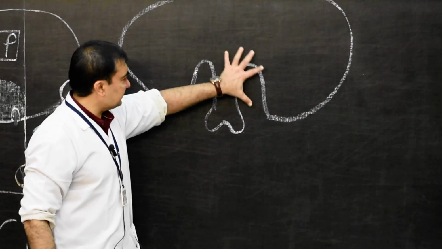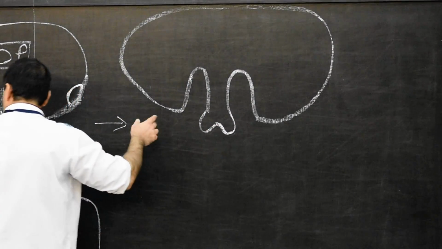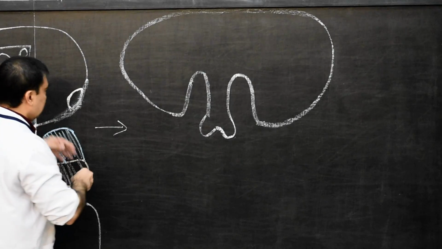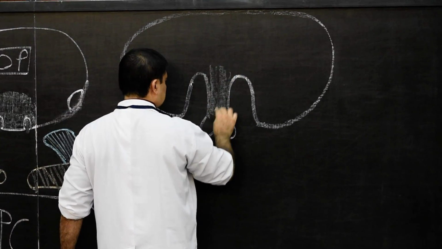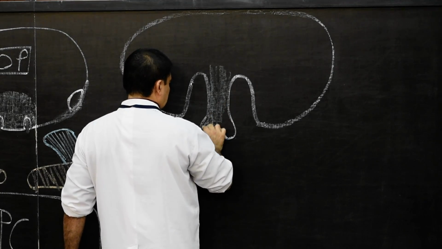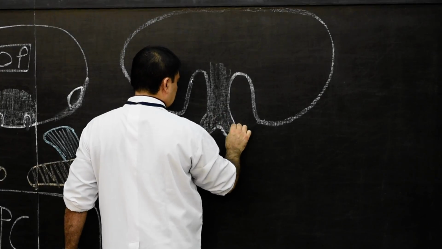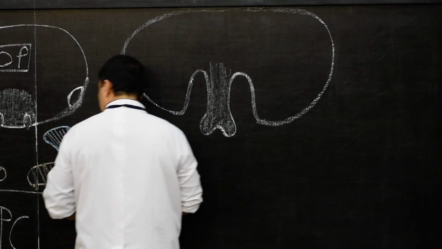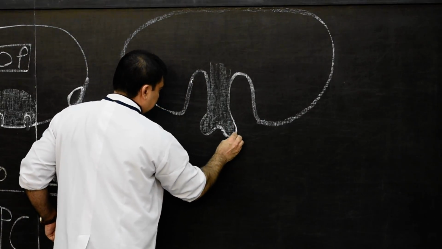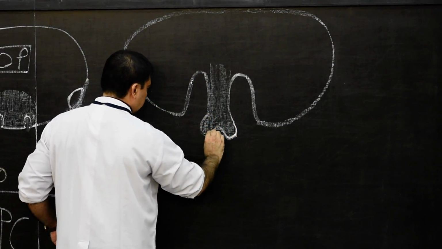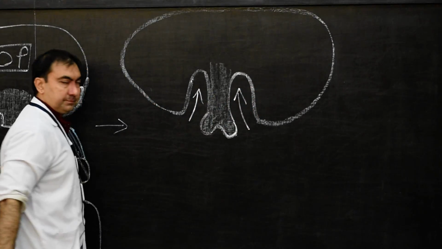Now this entire structure is our frontonasal process. In order to show with color, here we will use green color, same frontonasal process. And what we need to show is, as this frontonasal process has developed, put two arrows, development of olfactory pits.